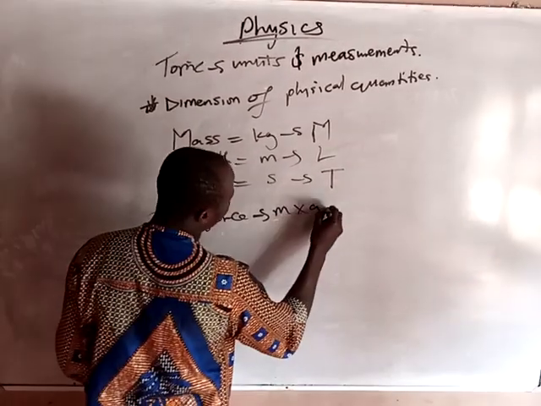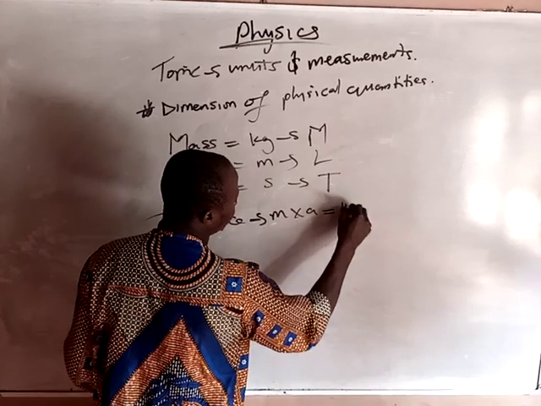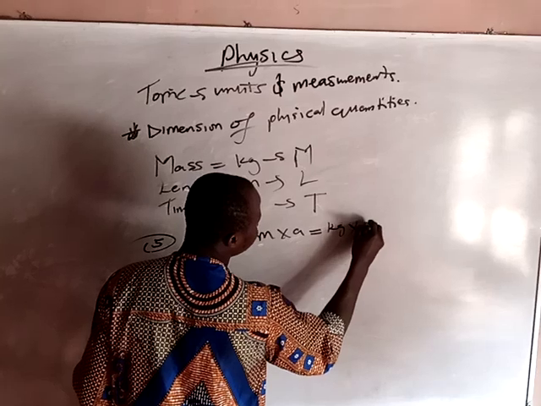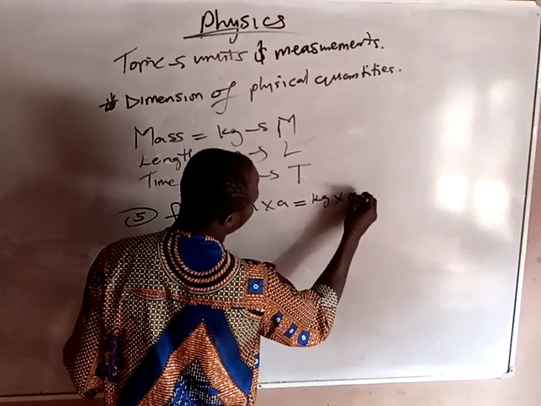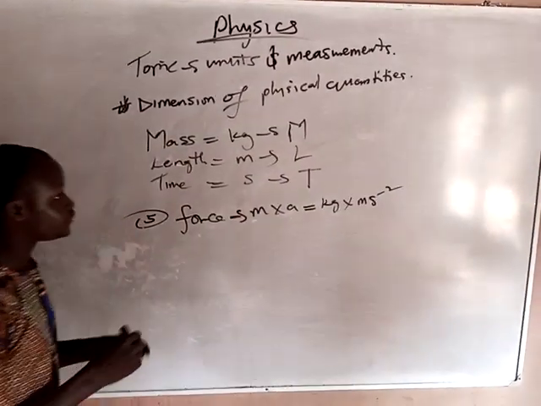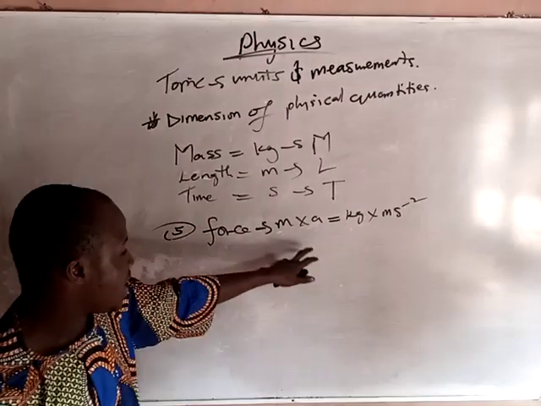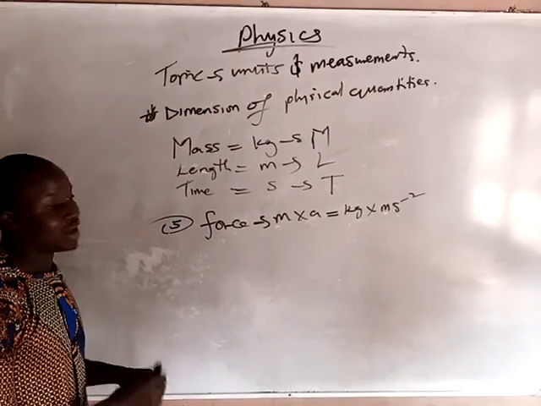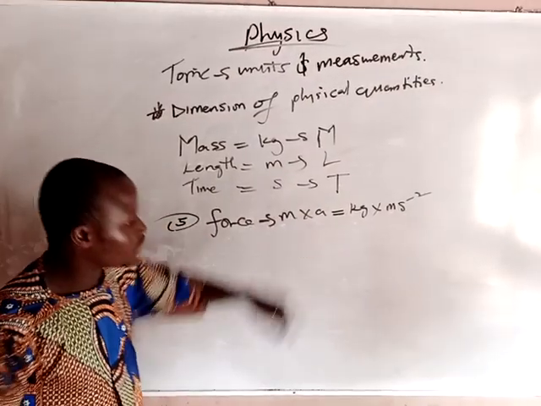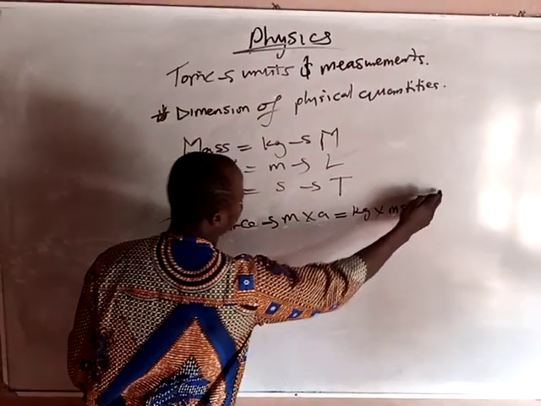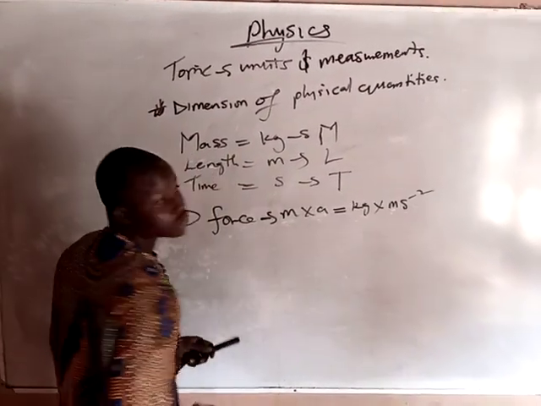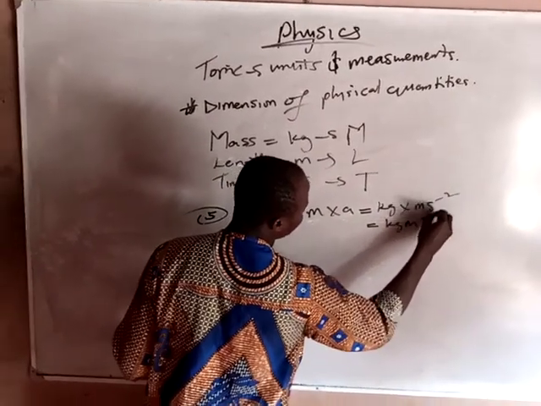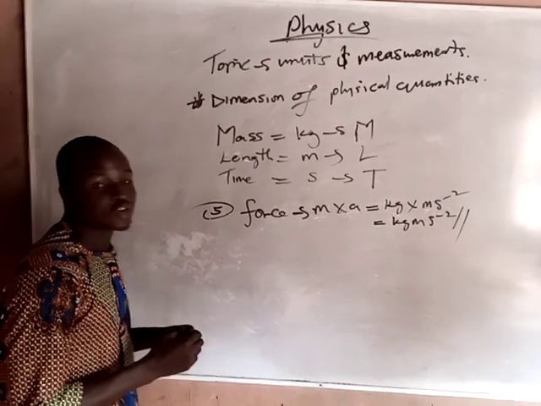Now, we all know that mass is in kilogram. Then acceleration is meter per second square. Mass is in kilogram, acceleration is in meter per second square. In our last video, we talked about acceleration and also derived quantities and their units. So acceleration is meter per second square. Mass is kilogram. So when you multiply this, you have kilogram meter per second square. So this is the unit of force.